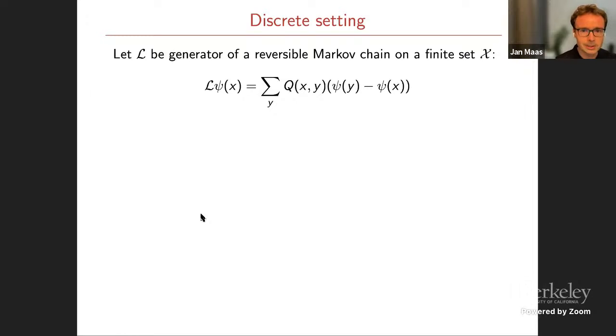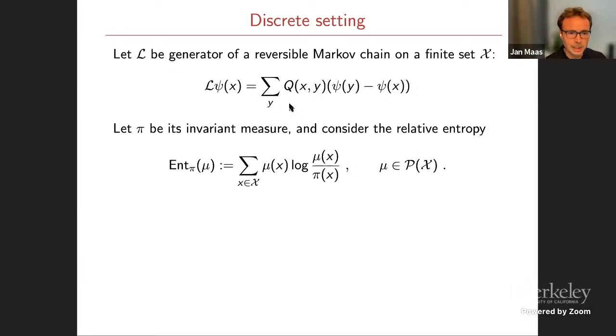So let me start with writing down the discrete setting that we look at. The starting point is that you take a discrete set, so let's just take a finite set of points X. It's natural to take as a starting point L to be the generator of a Markov chain, which you can write in this form. So L of psi is like a discrete Laplacian, written over here, where Q_xy is the transition rates between x and y. Or equivalently, you can start with a graph or a weighted graph.